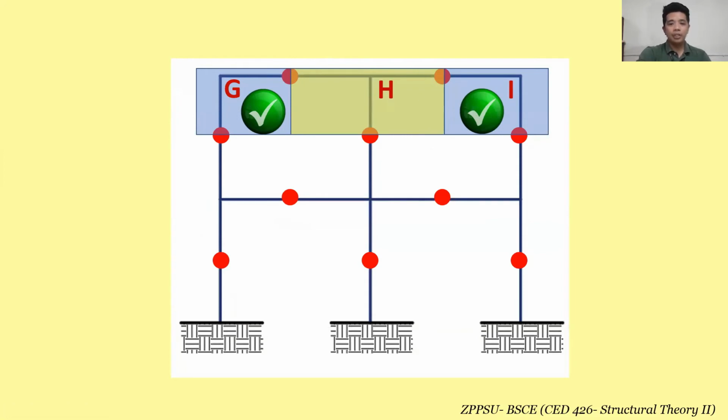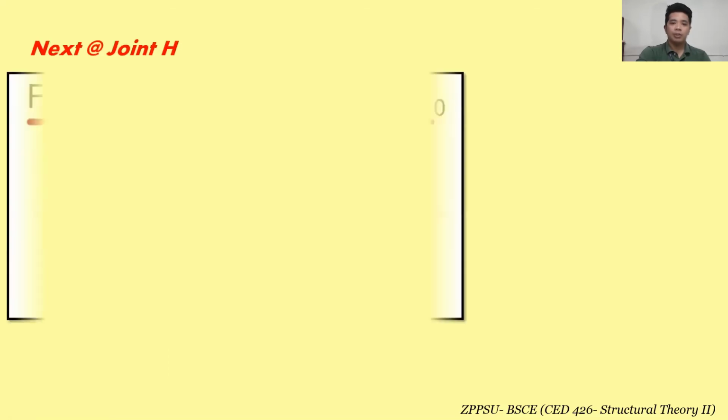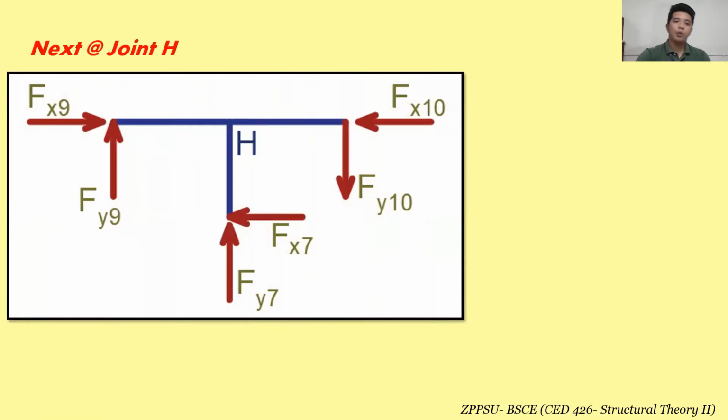So, meron ka nang point G or joint G and joint I. So, last is joint H. So, ayan yung joint H. Lalabas yung mga internal forces at joint at point 9, point 7, and point 10. Yan yung mga inflection points or point of zero moments.